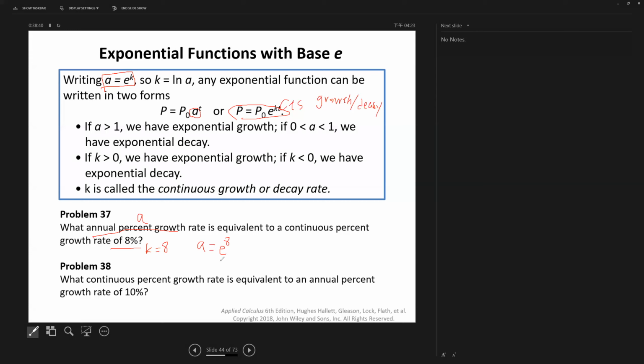Then you can punch that into your calculator, and that gives you a really big number, 2980.9596. A huge number, but that's fine. So that's basically it. Next: what continuous percent growth rate is equivalent to an annual percent rate of 10%? I want you guys to try this one on your own.